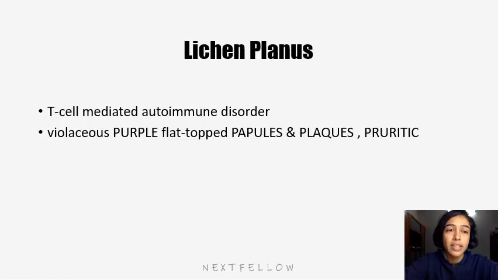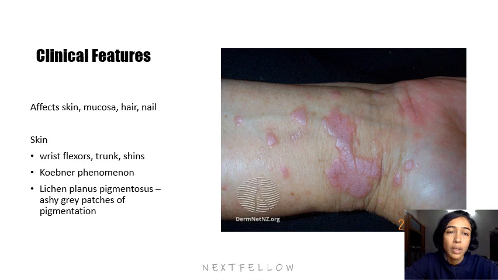So lichen planus is a T-cell mediated autoimmune disorder. It's characterized by 4 Ps. They're violaceous or purple, flat-topped papules and plaques. That means elevated lesions, right? And these are classically pruritic. Lichen planus affects the skin, the mucosa, hair, and the nail as well.